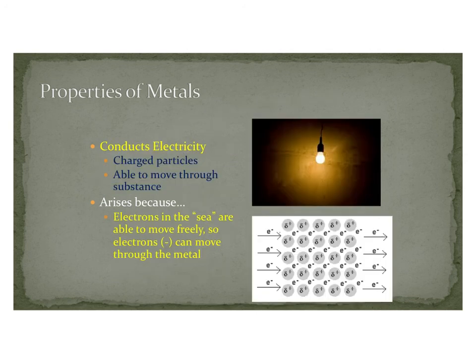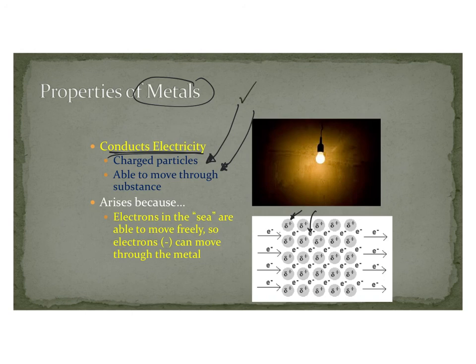Last but not least, a characteristic property of metals is that metals will conduct electricity. Again, remembering when we were talking about particles at the beginning of this lesson, in order to conduct electricity, number one, you've got to have charged particles. And number two, they've got to be able to move through the substance. Do we have charged particles in a metal? Yep, we have the metal cations and we have the sea of negative electrons. So that one's taken care of.